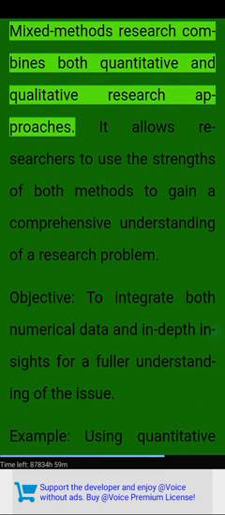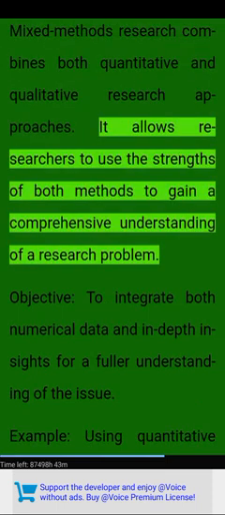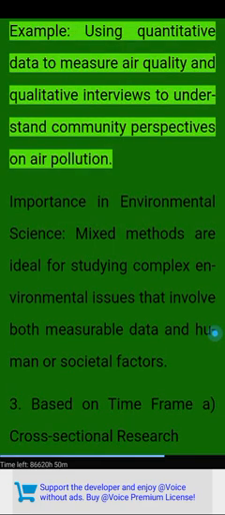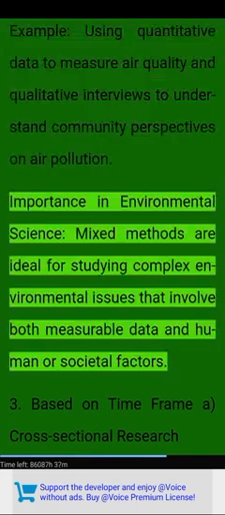C. Mixed methods research. Mixed methods research combines both quantitative and qualitative research approaches. It allows researchers to use the strengths of both methods to gain a comprehensive understanding of a research problem. Objective: to integrate both numerical data and in-depth insights for a fuller understanding of the issue. Example: using quantitative data to measure air quality and qualitative interviews to understand community perspectives on air pollution.